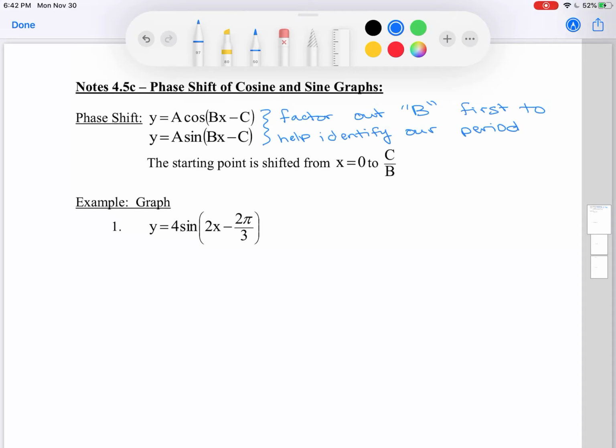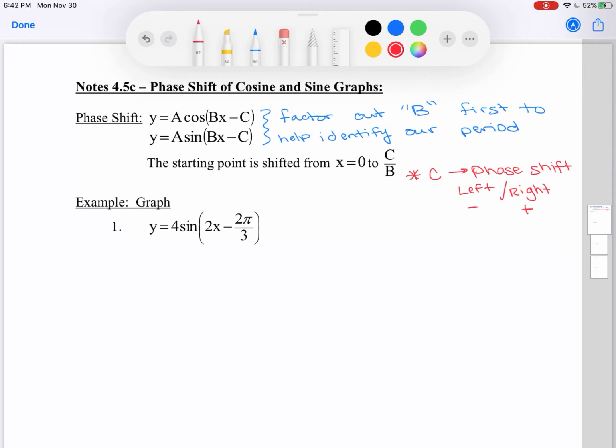As a quick reminder, the letter A was our amplitude. B goes with my period, remembering the formula 2 pi over B to find your period. And then C is going to relate to my phase shift. So the new thing for today, C refers to my phase shift. Our options for that will be left or right. Left when it's negative, right when it's positive.